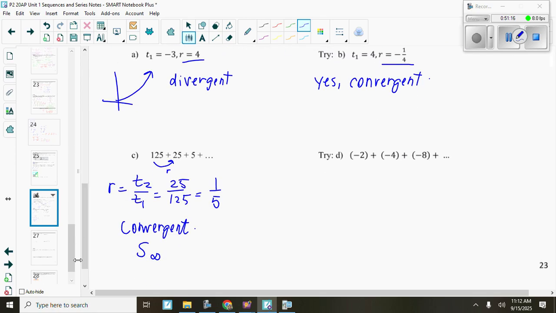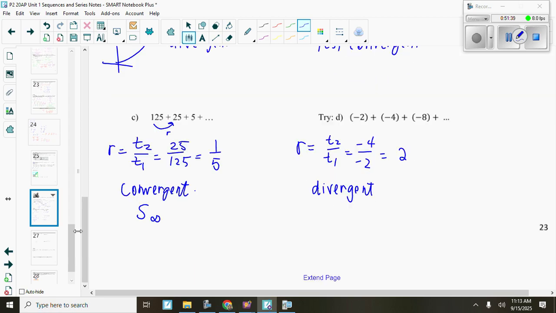this one might be negative, so let's give this one a try first. Let's figure out our common ratio: term 2 divided by term 1. Oh, it's not. This one's still positive. Before I lose it, I'm going to write it down here.